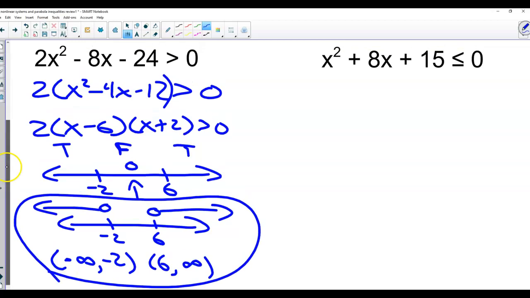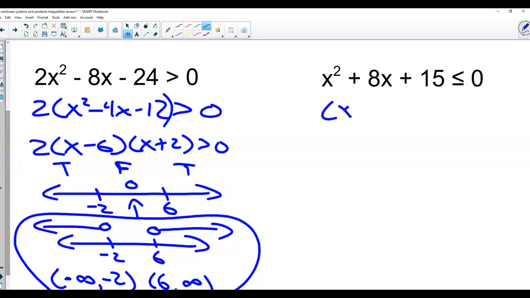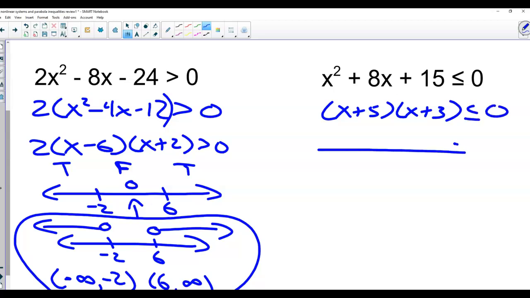Okay? The second one is even easier. Factor. X plus 5 times x plus 3 is less than or equal to 0. My answers are negative 5 and negative 3. So my 0 is over here. When you plug 0 in, 0 plus 5 is 5, 0 plus 3 is 3, 5 times 3 is 15. That gives you a false statement. 15 is not less than 0, which means I'm true between negative 5 and negative 3 and false out here.